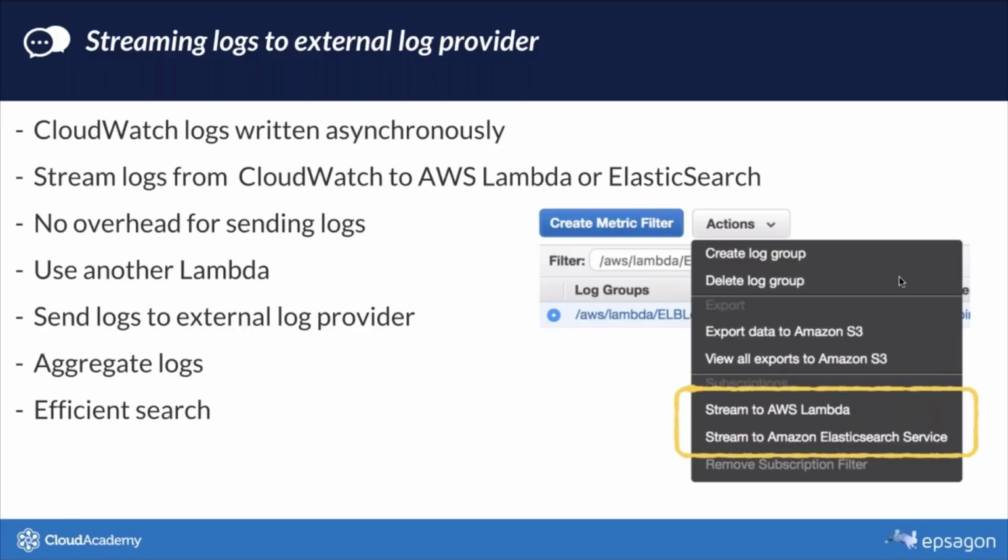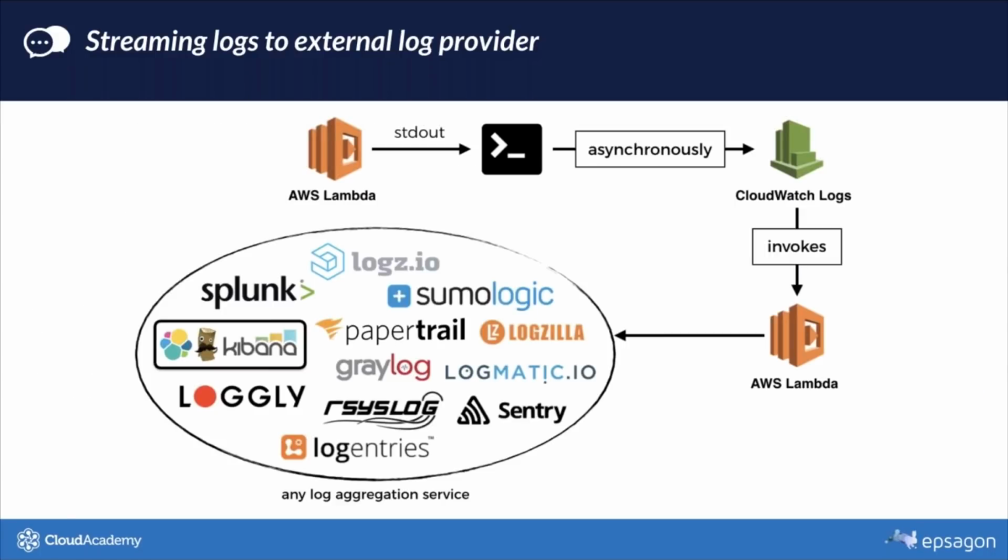Here we can see the exact flow, where Yan Cui also wrote a great blog about this. We can share the link after this meeting. When the Lambda writes to stdout, it's asynchronously read into CloudWatch Logs, and then you can invoke a Lambda. That part is powerful because you can manipulate that data and structure it in one unified structure, so you can search it much more efficiently in whatever log aggregation service you like.